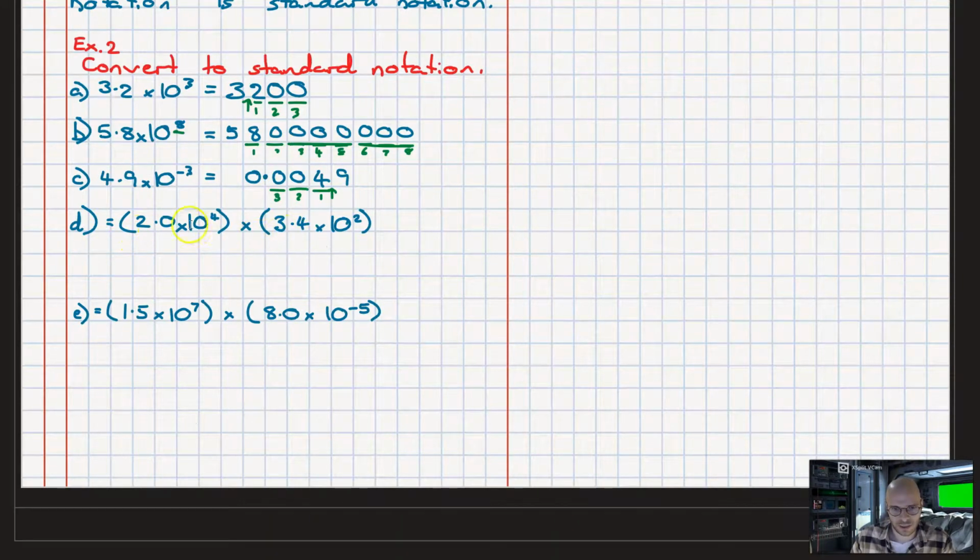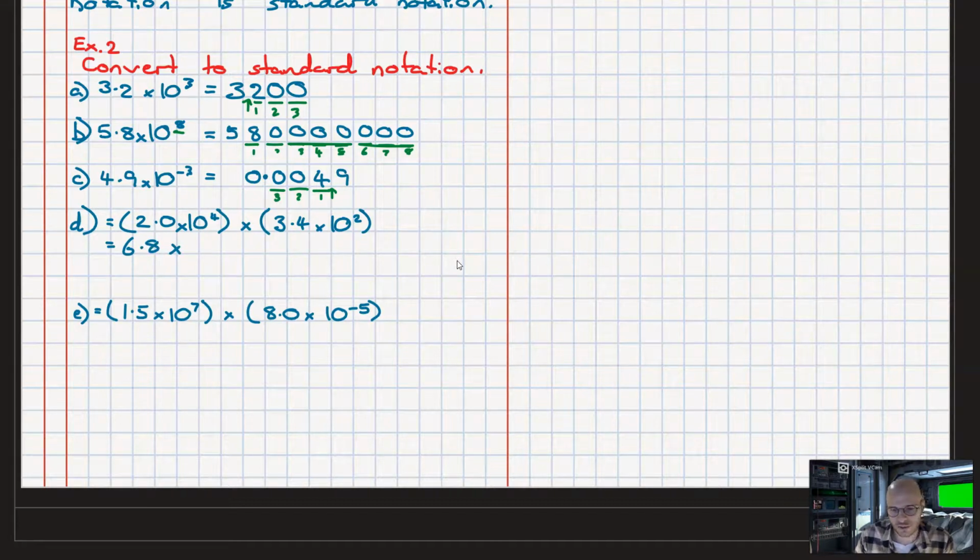This is where working in scientific notation is really helpful. We've got 2.0 times 10 to the 4 times 3.4 times 10 to the 2. Two rather different numbers, differing in magnitude, but because we can use scientific notation and subsequently our index laws, we're able to crunch these sort of numbers rather quickly and effortlessly. What I'm going to do is multiply the two A components of these scientific notation forms, so 2.0 times 3.4. That's going to give us 6.8.